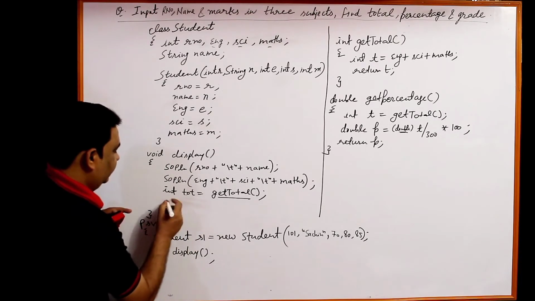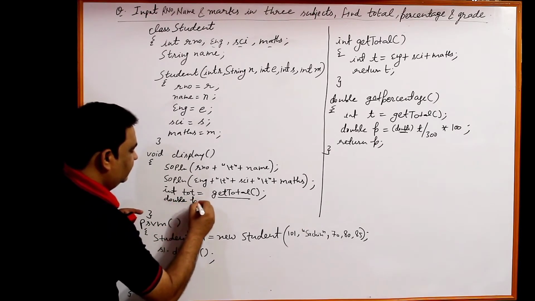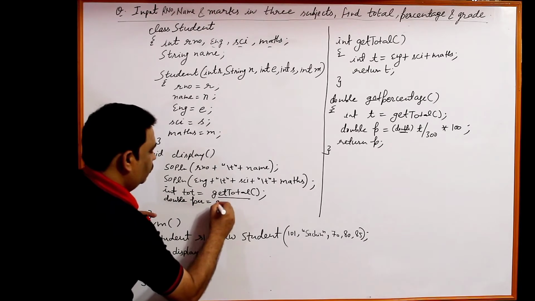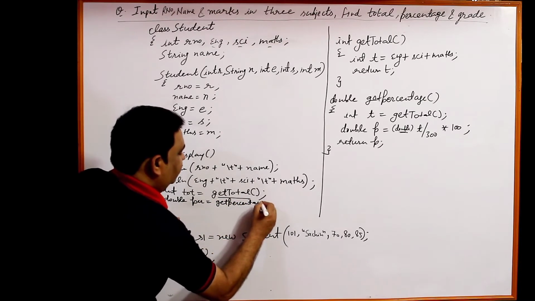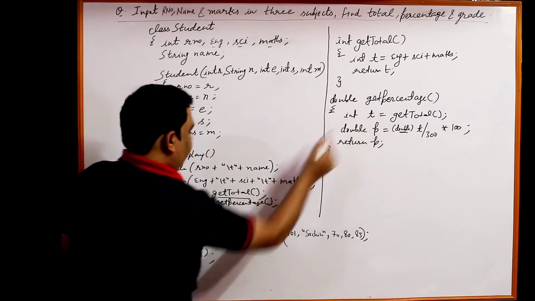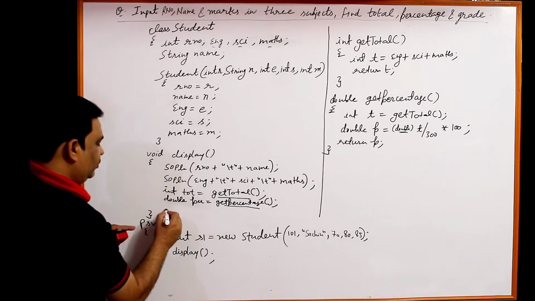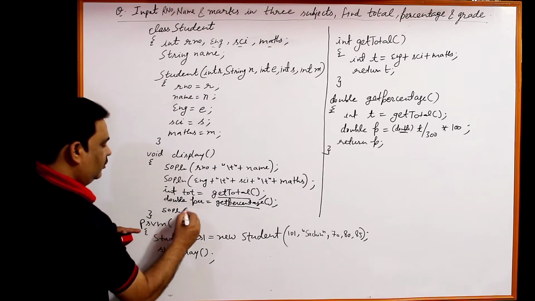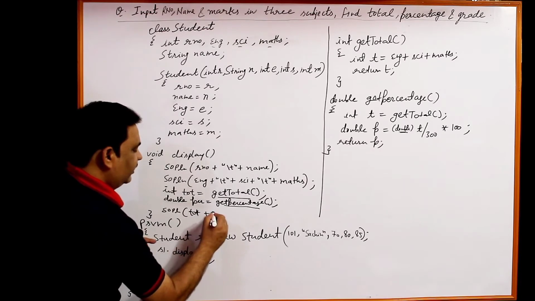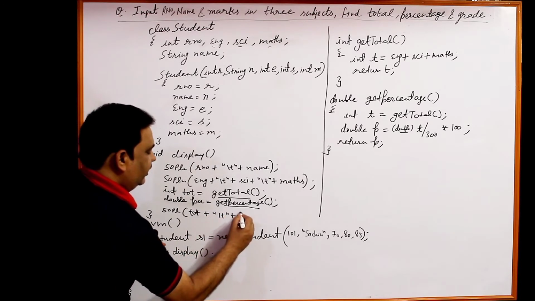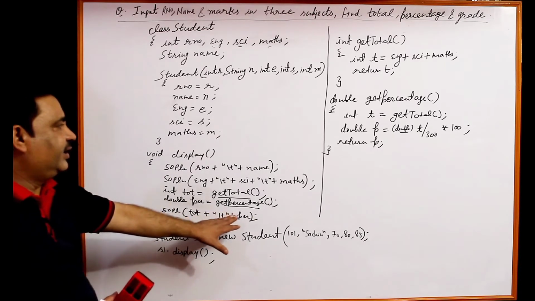I am calling here double, any variable, pr equal to getPercentage(). This function I have called here. Per will be initialized. You can also print total, which was already calculated, with some gap, and percentage. So total and percentage will be printed here.